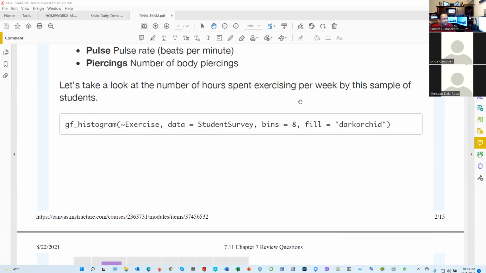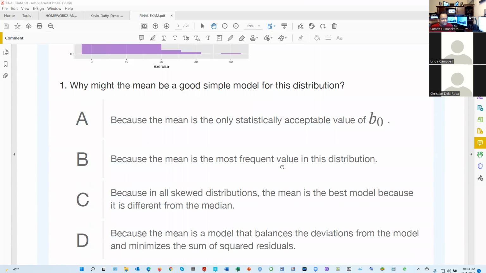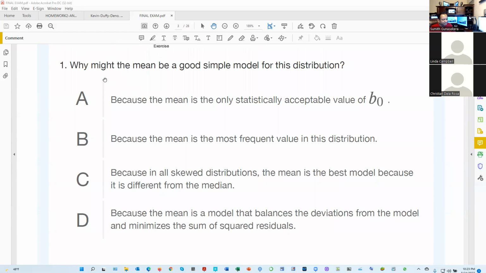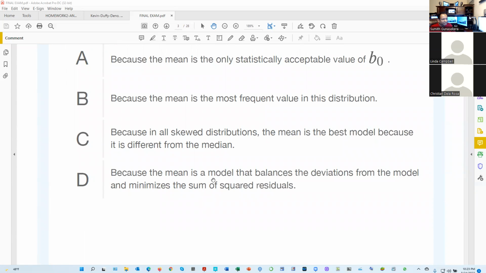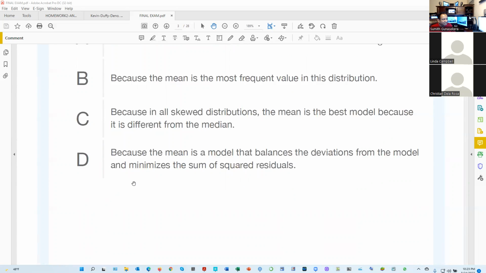Histogram. See this one. They ask what we might see. Why might the mean be a good sample model of this distribution? You know the reason. Because the mean is the only statistic? No. Mean is the most frequent? No. Because all skewed distribution, the mean, no. Is that the reason? Because the mean is a model that balances the deviation from the model and minimizes the sum of squared residuals. Okay, this is the reason.